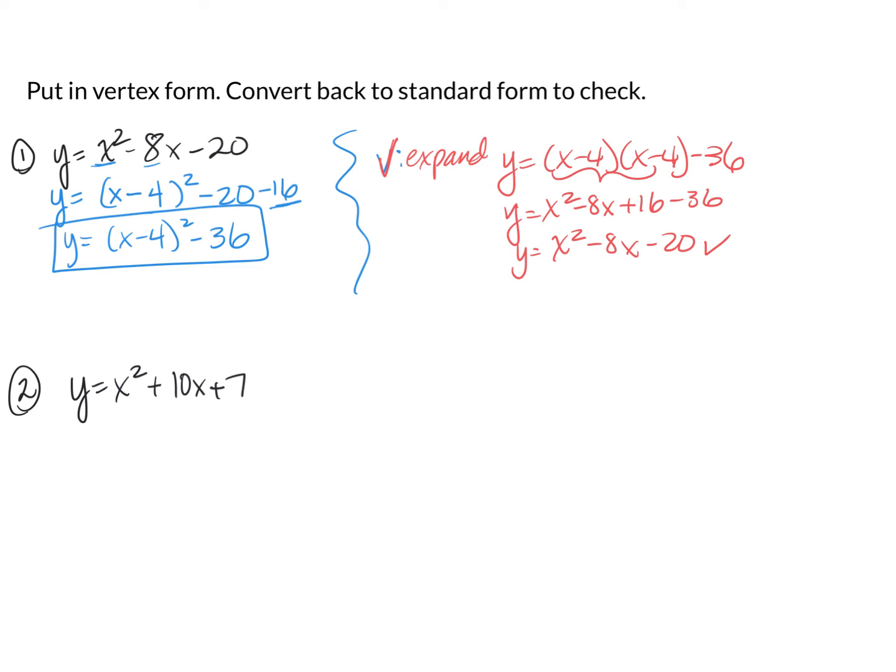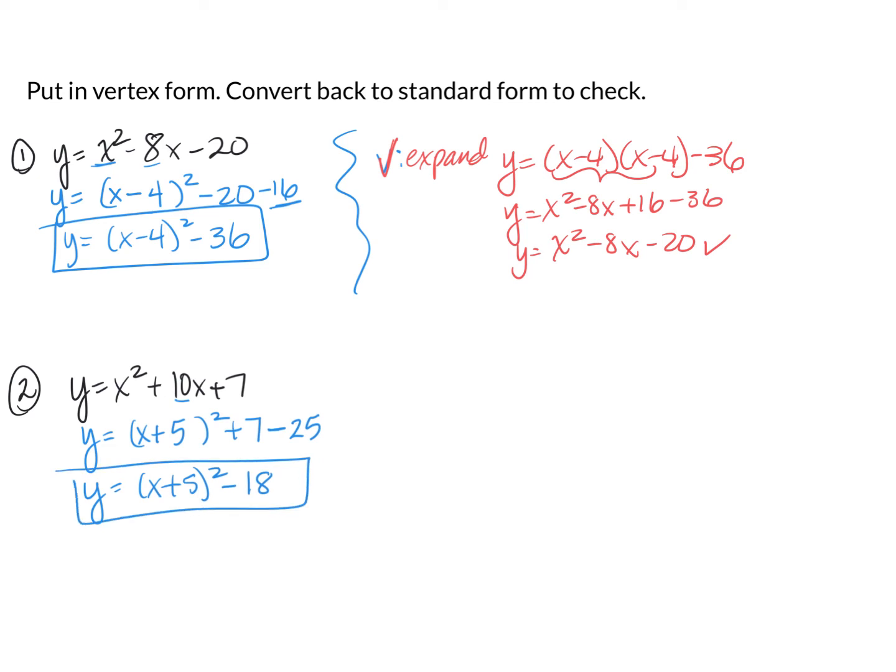Let's try the next one. All right, we're going to complete the square here. So I'm going to copy that variable, copy the sign, and cut the 10 in half, so it's 5. Bring that plus 7 down. Now let's stop and think. What do I need to subtract? Well, what is 5 squared? That's what I'm subtracting, minus 25. Now I clean it up. 7 minus 25 gives me negative 18.